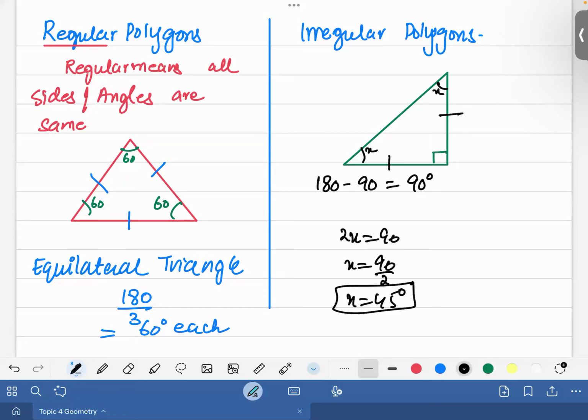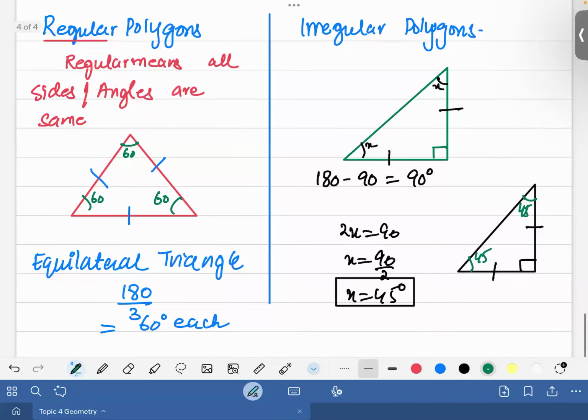So, we understood one thing here: a right angle triangle in the form of an isosceles triangle is called an isosceles right angle triangle. So the name would be 45-45. Although two angles are the same, it is still not a regular polygon. Understood everybody or not? Is this clear to you? Yes, sir.